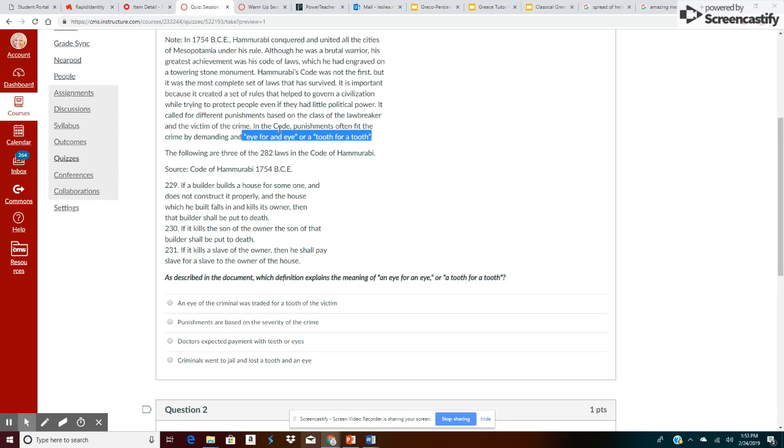So, in the code, punishments often fit the crime. An eye of the criminal was traded for a tooth of the victim. That does seem like it could fit, but I really think the right answer is going to be punishments are based on the severity of the crime. And that's how you do it, folks.